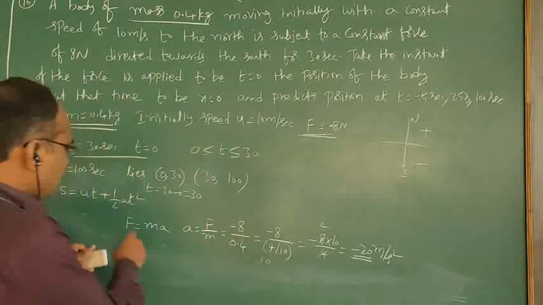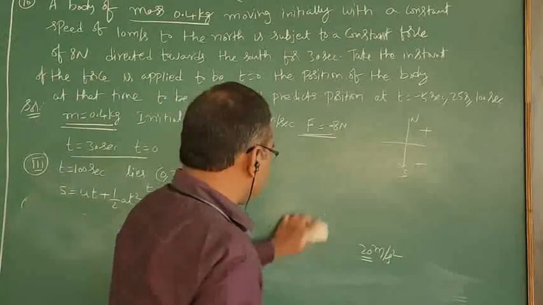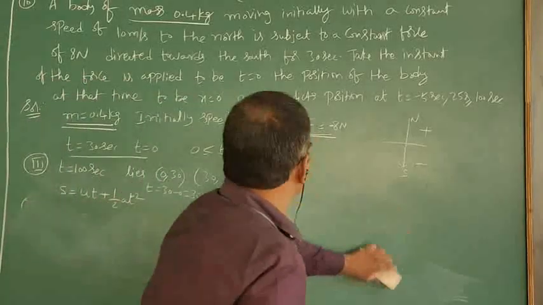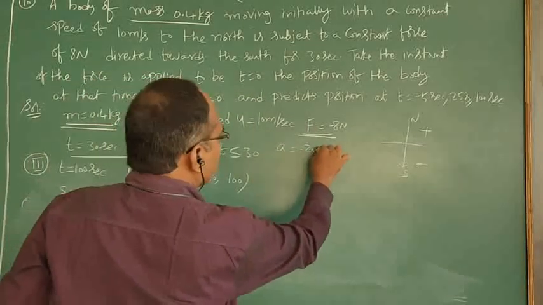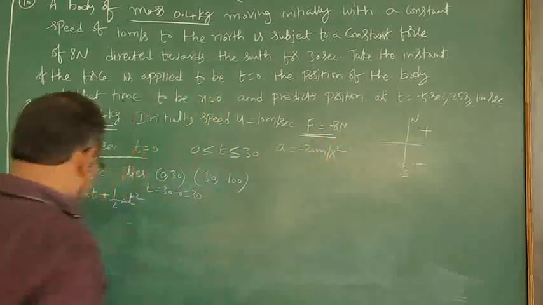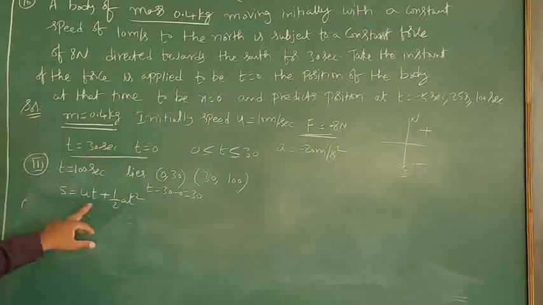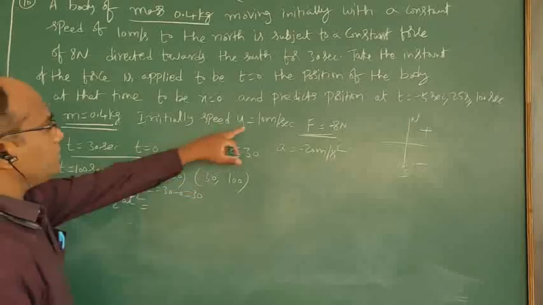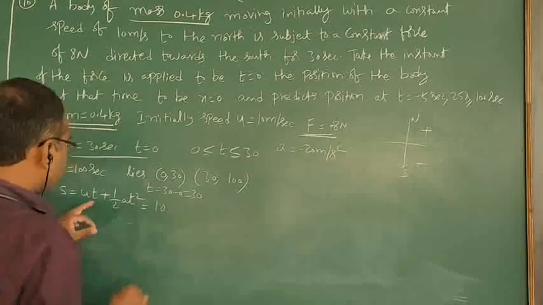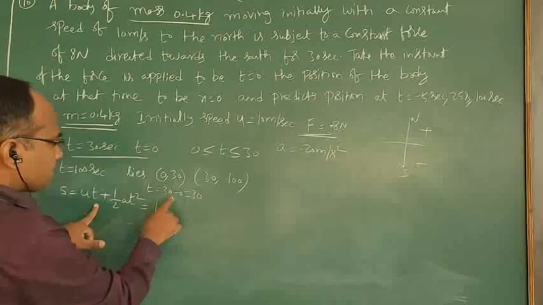So you have to remember, acceleration value is minus 20 meter per second square. So I write here, acceleration value is minus 20 meter per second square. What we got? Here S is equal to ut plus half at square. So u is the initial speed. How much is given? 10. Time is 30.